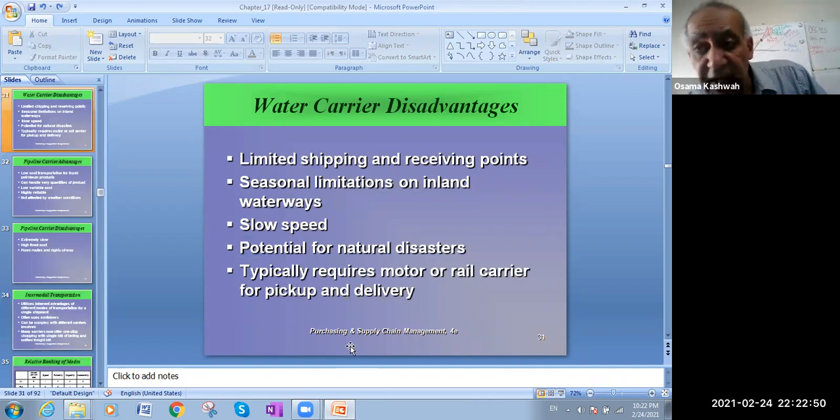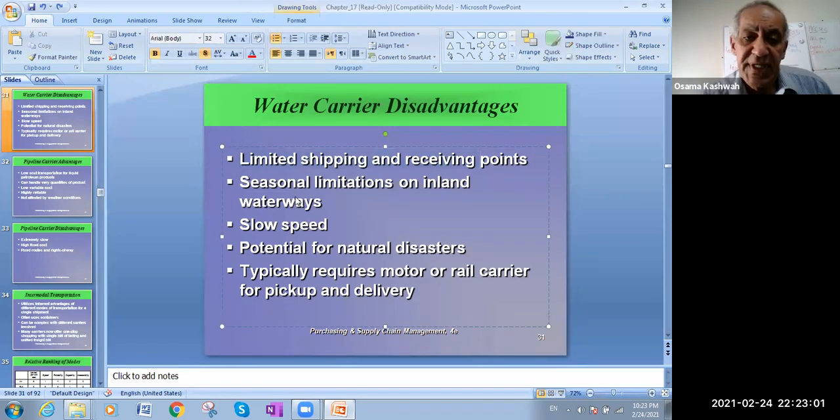But still, there is also a drawback for using ships. Limited shipping and receiving points, seasonal limitation on inland waterways. Yeah, because there are only stops, which are the harbors and the ports in the world, but not inside the countries. It's only on the borders or the sides and the coasts of the countries.